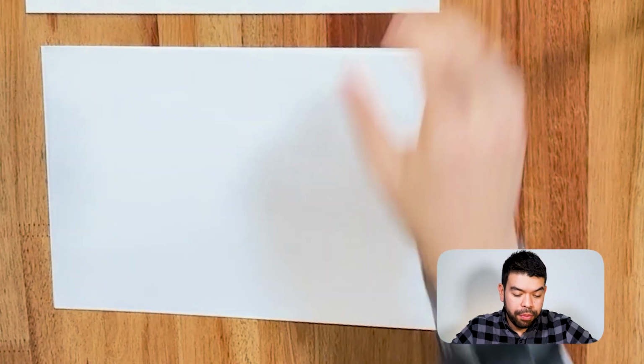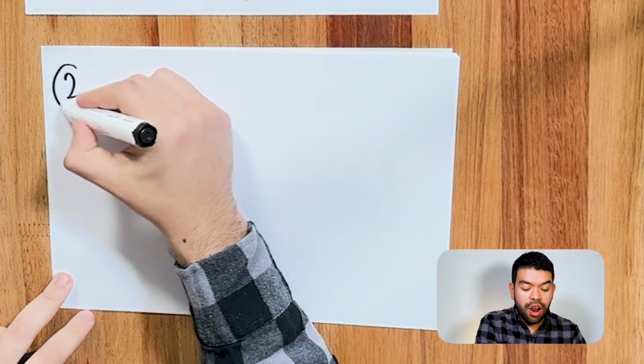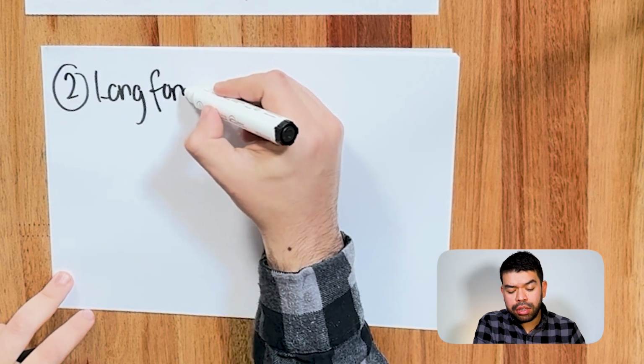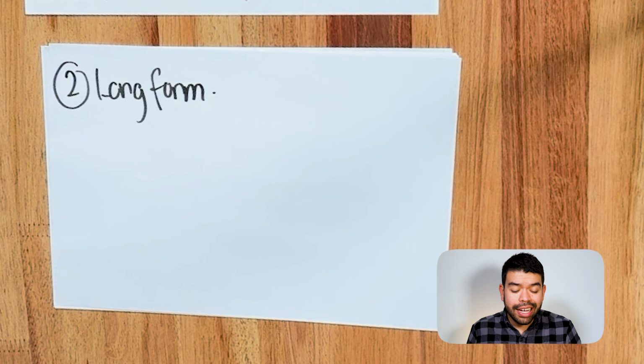Very good. That was the short form of a possessive adjective. Now let's go to the other one. Long form, right? A long form. Very good. Again, we're still working as adjectives. Okay?